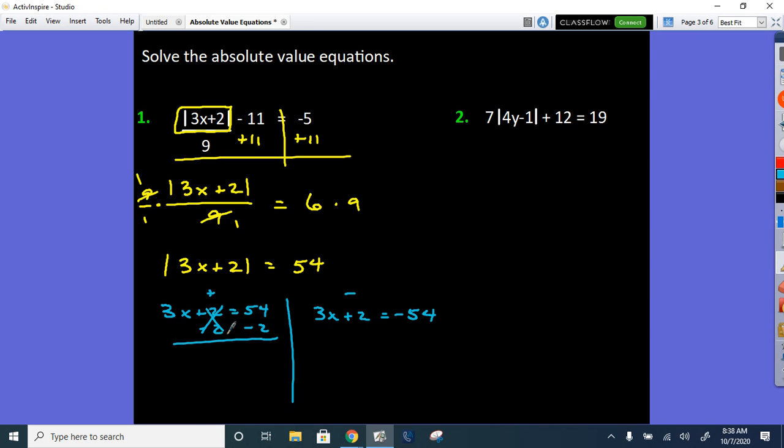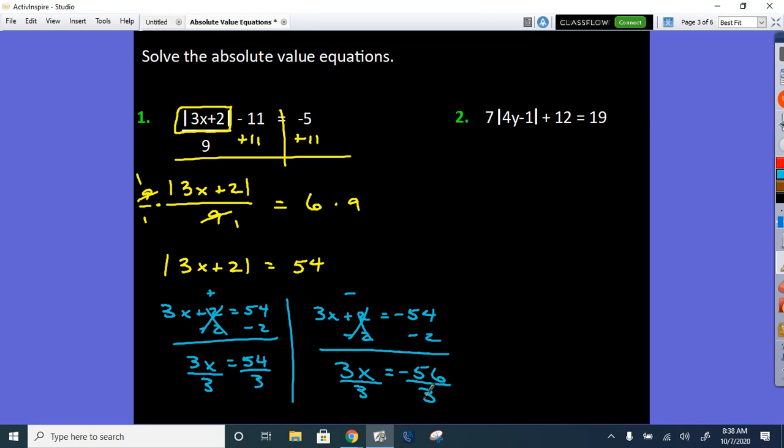Here I'm going to subtract 2, and same thing over here, I'm going to subtract 2. I'm going to do these all at once. We're left with 3x equals 52 on one side. The other one, we're left with 3x equals negative 56. In both cases, you're going to divide by 3.